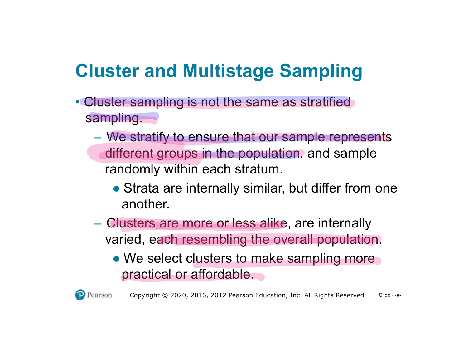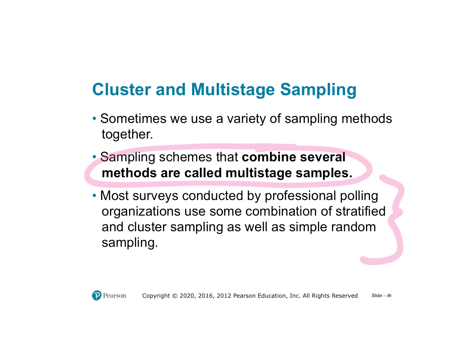Cluster sampling is not the same as stratified sampling. We stratify to ensure that our sample represents different groups. So the groups are important with stratified sampling. Clusters are more or less alike, right? People who live in Windermere are very similar. People who live in Ocoee tend to be similar, that type of thing. So there's a resemblance within the overall population if you're looking at that type of thing. All right. So sampling schemes that combine several methods, that's when it's called multi-stage, okay?